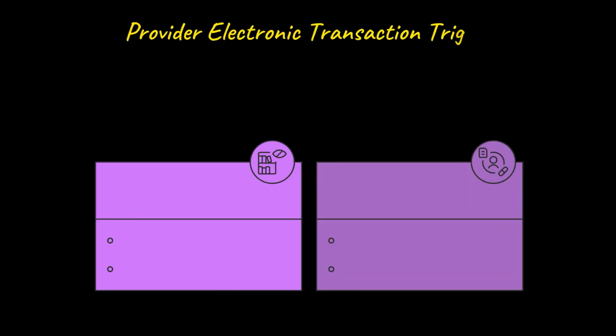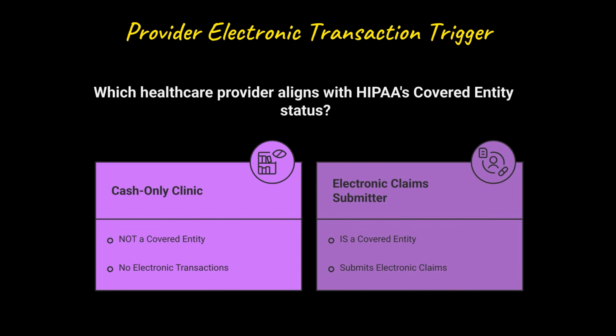Clearinghouses are the middlemen translating claims between formats. Providers are the broadest group, but critically, only those who transmit health information electronically through covered transactions actually qualify. The electronic transaction trigger is the most misunderstood part of the provider definition. A cash-only clinic handling clinical records is outside HIPAA.